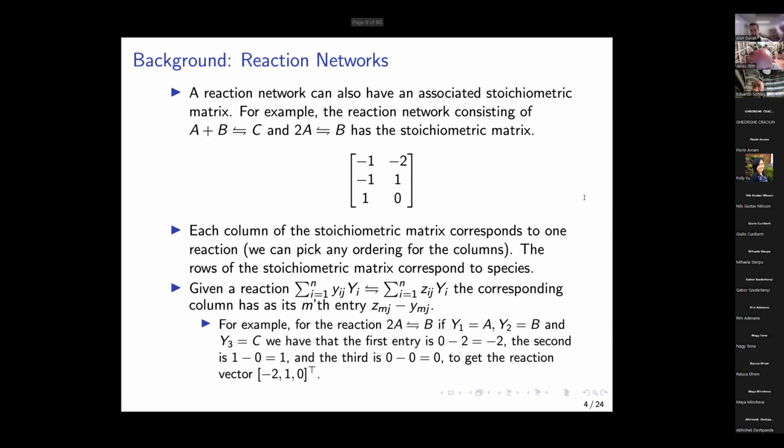As an example, take the second column of the stoichiometric matrix we have here. We have 2A going back and forth B. The top entry corresponds to the term in front of A. So it's 2A. The reactants get negative coefficients, and so we have a -2 here. And then the second row corresponds to B, and we have a 1 coefficient in front of B, so we get a 1 here. So this stoichiometric matrix just keeps track of the reaction network. Each column gives the numbers that correspond to the stoichiometric coefficients in the reaction.